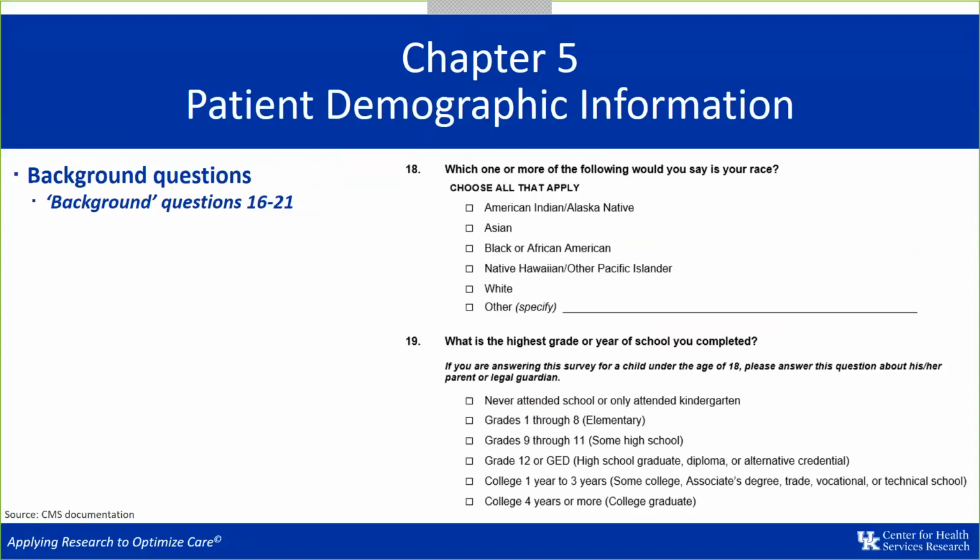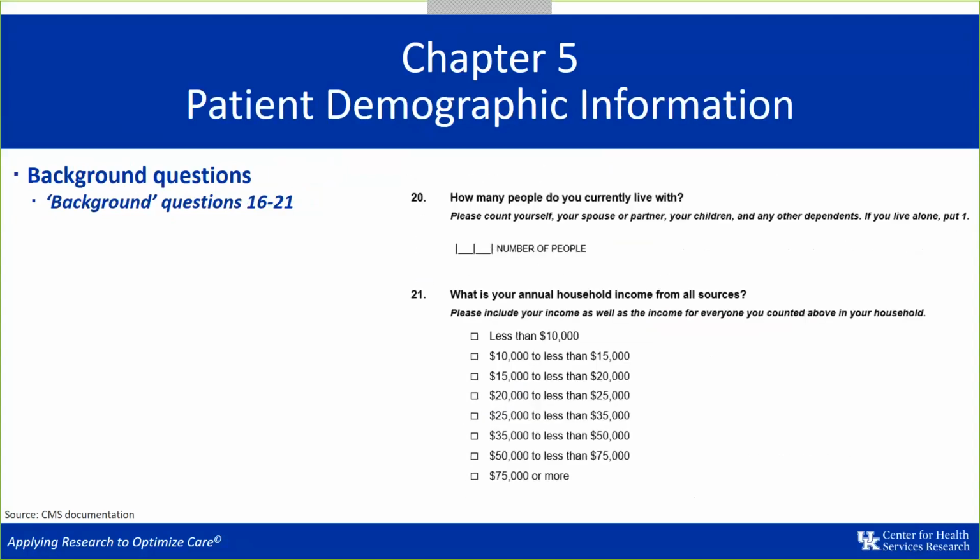Question 18 asks, which one or more of the following would you say is your race? And question 19 asks, what is the highest grade or year of school you completed? Question 20 asks them to input how many people they currently live with, counting themselves, their spouse or partner, their children, and any other dependents. If they live alone, they should put 0, 1. And question 21 asks, what is their annual household income from all sources?